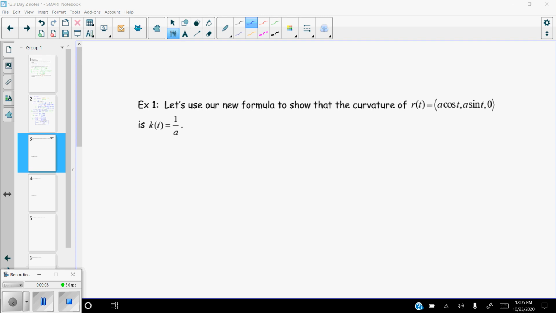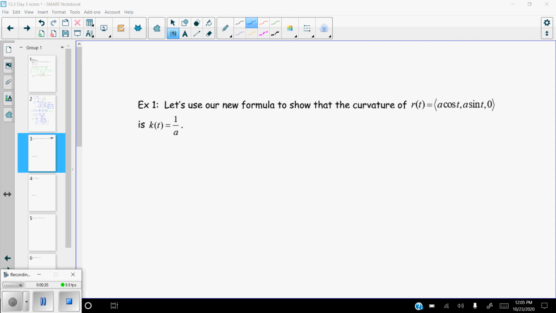Okay, this is 13.3, day 2, video 2. So we've learned a new formula for curvature, which is going to be much more user-friendly. And we developed it in the last video, which pretty much was the whole video. Now we're actually just going to put it to use.